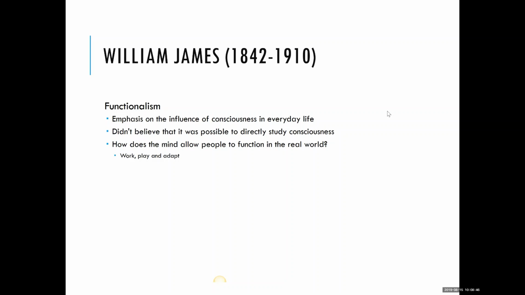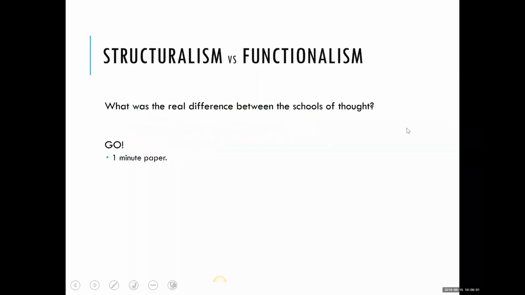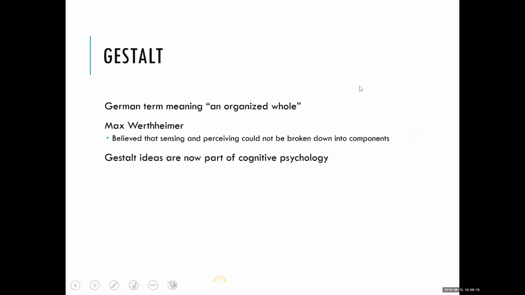So functionalism was fairly popular for those that were not comfortable with the direct study of consciousness because they felt like it could not be directly measured. In a face-to-face class, sometimes we discuss the differences between structuralism and functionalism. It's not necessarily something that we need to do here. I've decided against assigning a forum to that, so we're going to continue to move on.